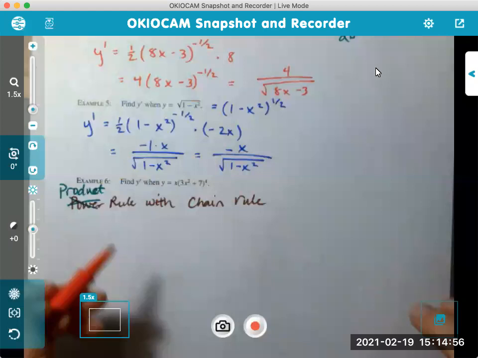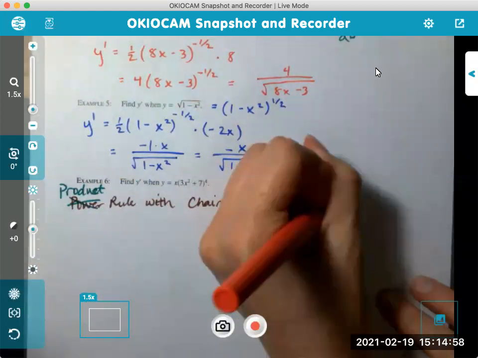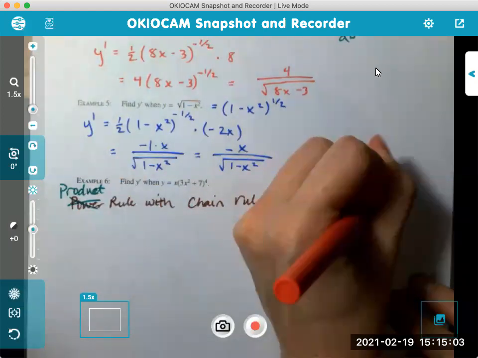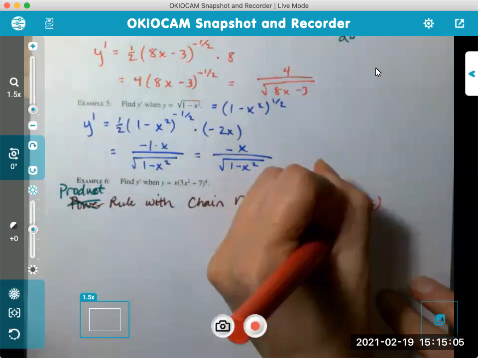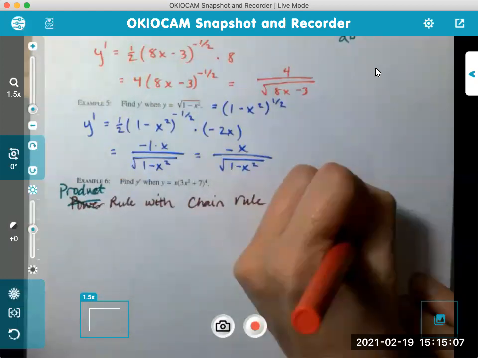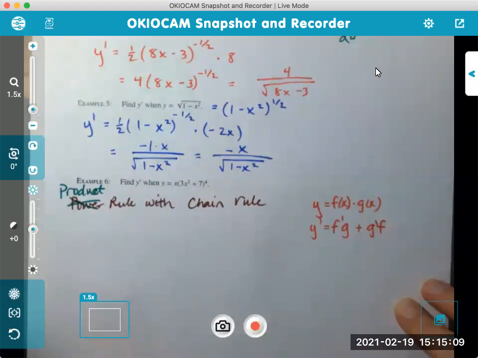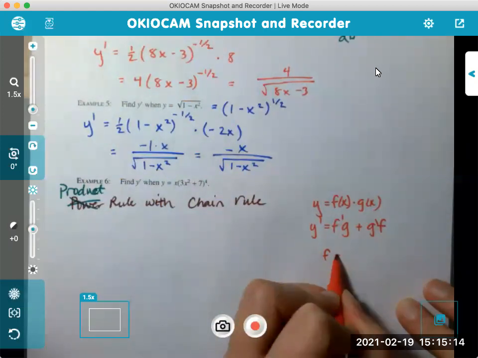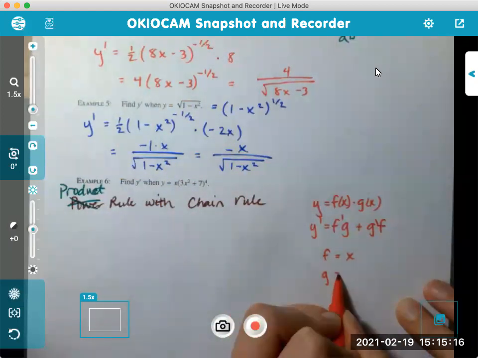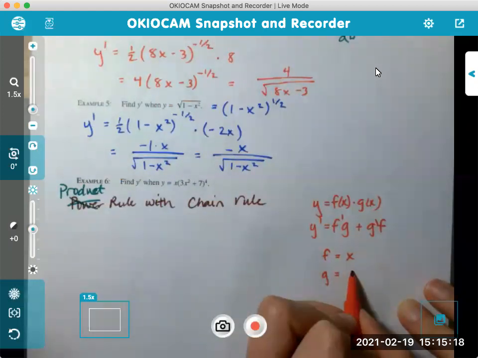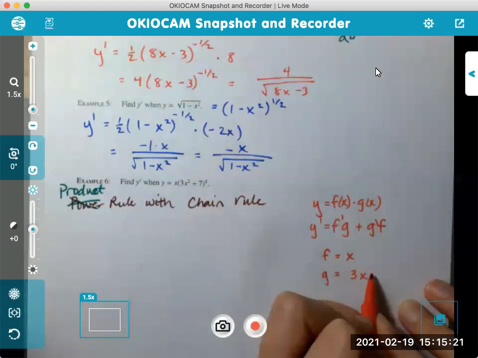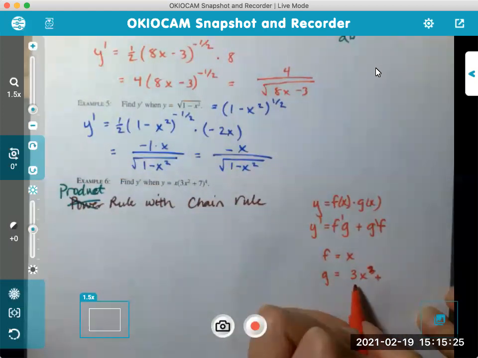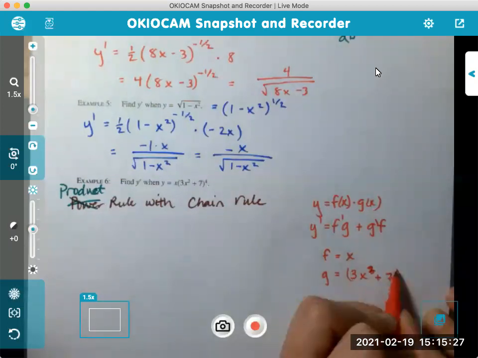So remember product rule? If y is equal to f of x times g of x, then y prime is equal to f prime g plus g prime f. So here, our f, so to speak, is equal to x. My g is then what we're going to have to take the chain rule of. Oops, that should be a squared. 3x squared plus 7, all to the fourth.